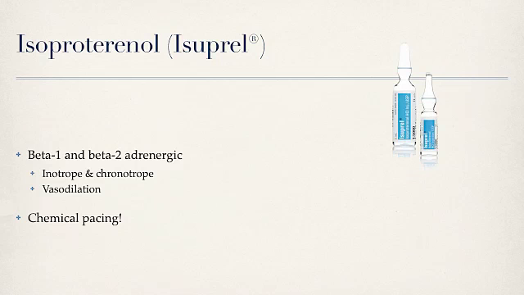Isoproterenol, or Isoprel, is a beta-1 agonist as well as a beta-2 agonist. Pure beta, there is no alpha effect at all. So it increases inotropy and chronotropy, and it causes vasodilatation. We used to use it a lot when we chemically paced hearts, before the invention and popularity of electronic pacemakers. Isoproterenol is now very seldom used, maybe temporarily until you get the pacemaker wires in the patient.